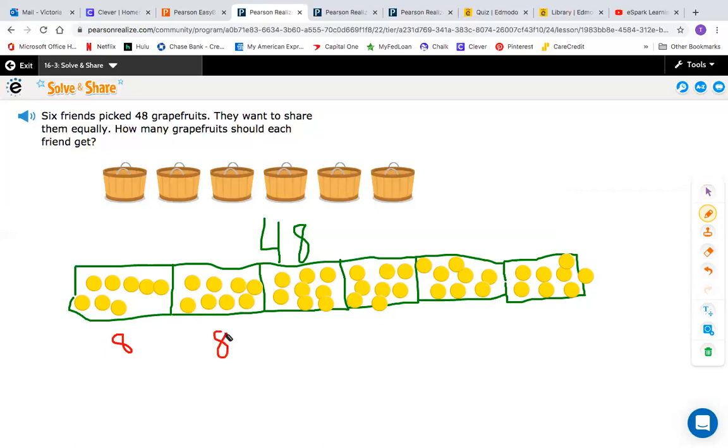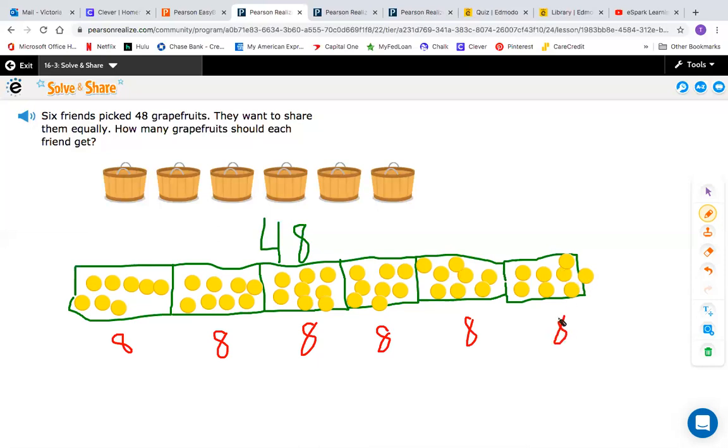This friend has 8. 1, 2, 3, 4, 5, 6, 7, 8. This friend has 8. They also have 8. And let's see, 1, 2, 3, 4, 5, 6, 7, 8.